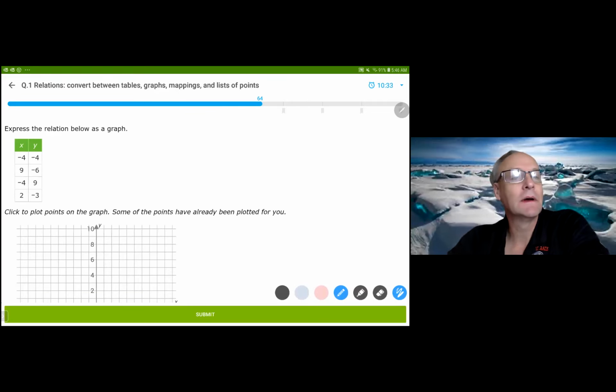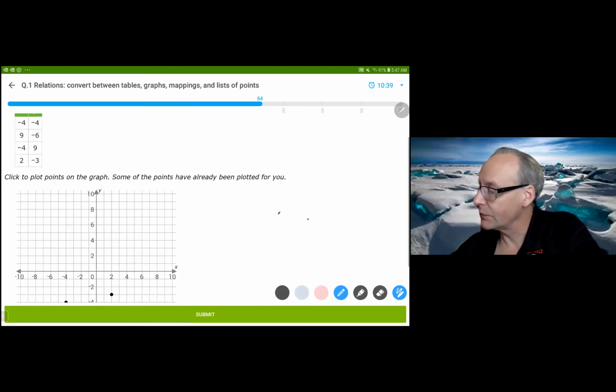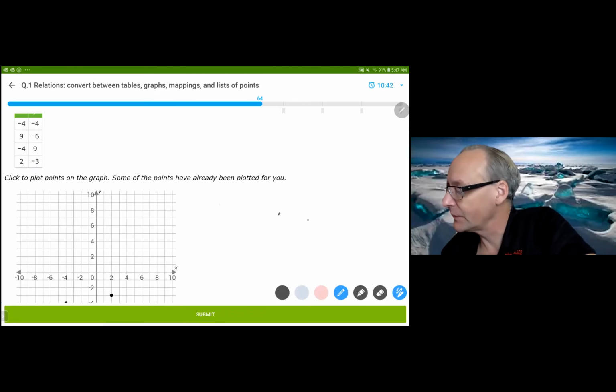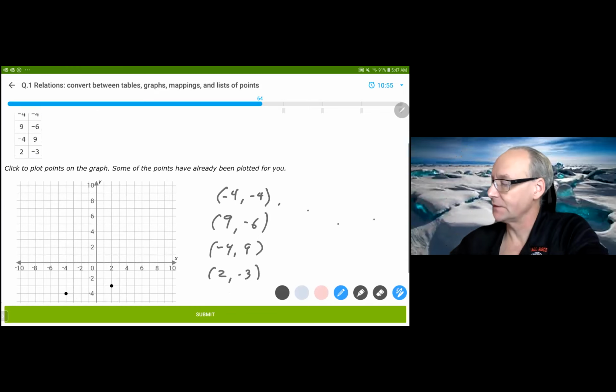I spent way too long on this. Express the relation below as a graph. We're supposed to graph the points. You know what? I'm just going to put them over here. I wish they would have put them side by side. -4, -4, 9, -6, -4, 9, and 2, -3. You're supposed to graph the points, that's all.